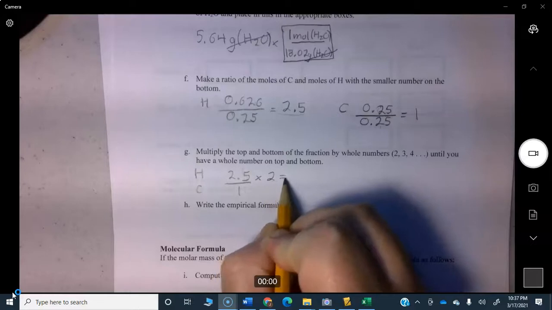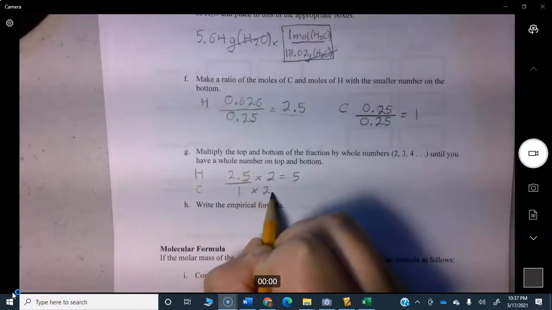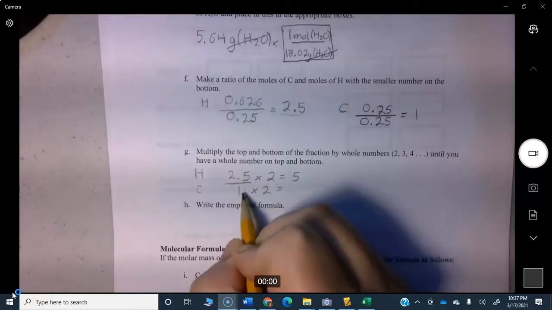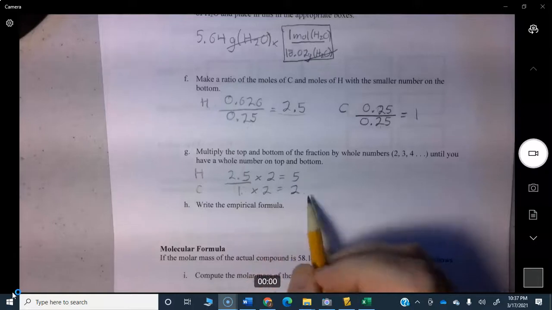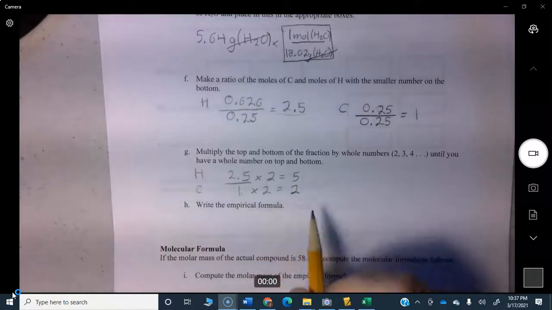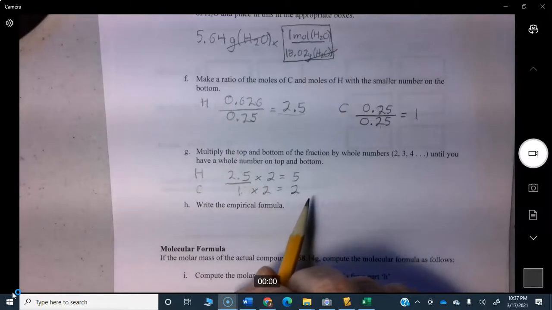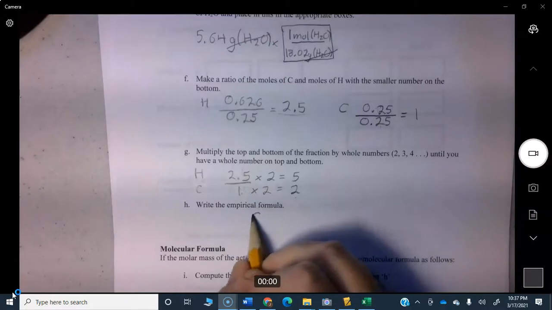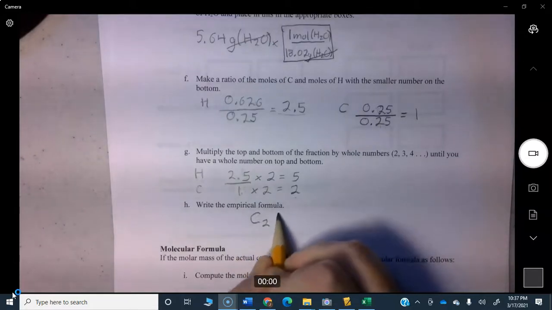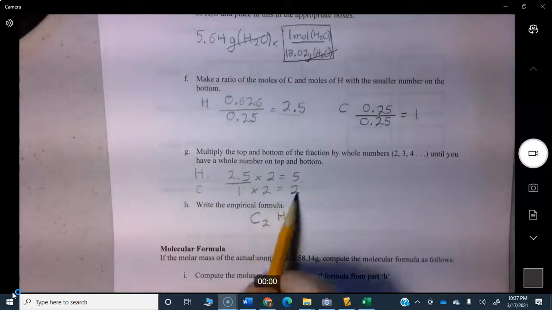2.5 times 2 equals 5. Now you have to also multiply this one by 2 because you need to keep that relationship the same. So that's going to be 2. And so we did it. We now have a whole number and a whole number. So that means the empirical formula is going to be C2H5. There's 5 hydrogen and 2 carbon.